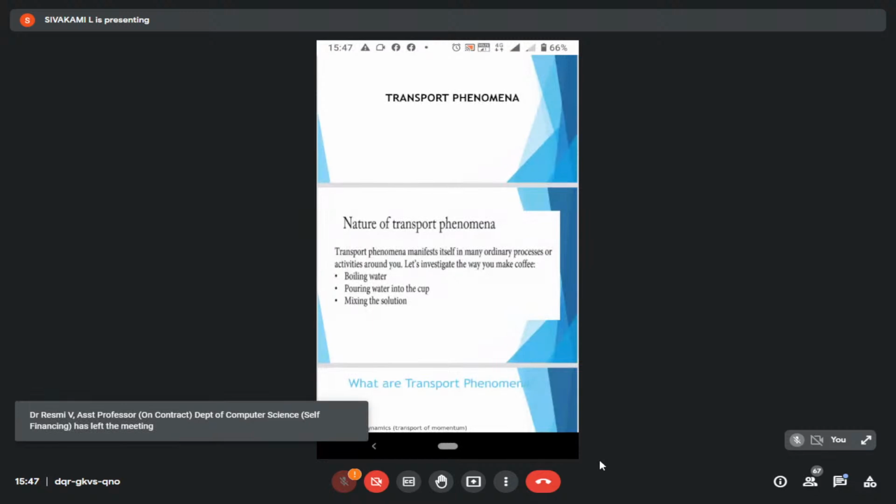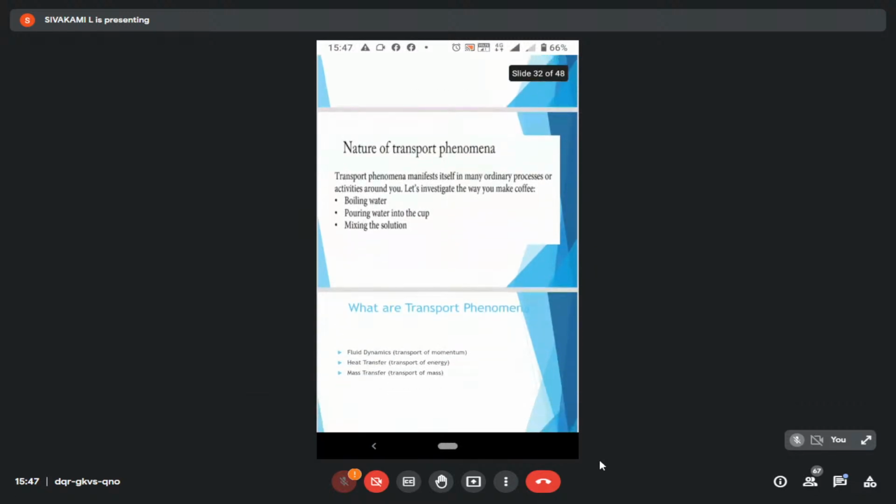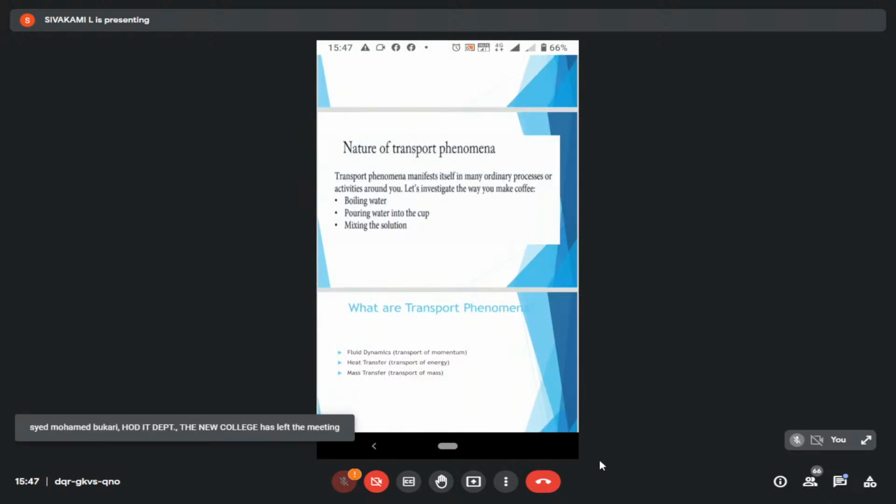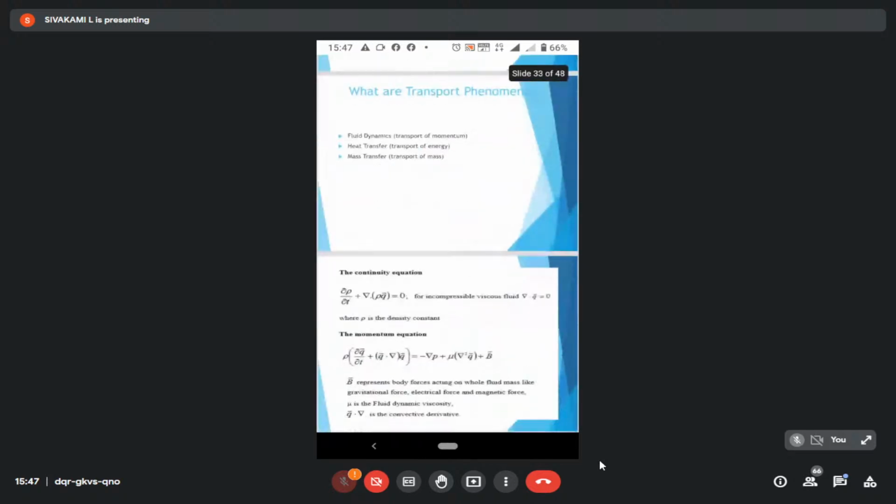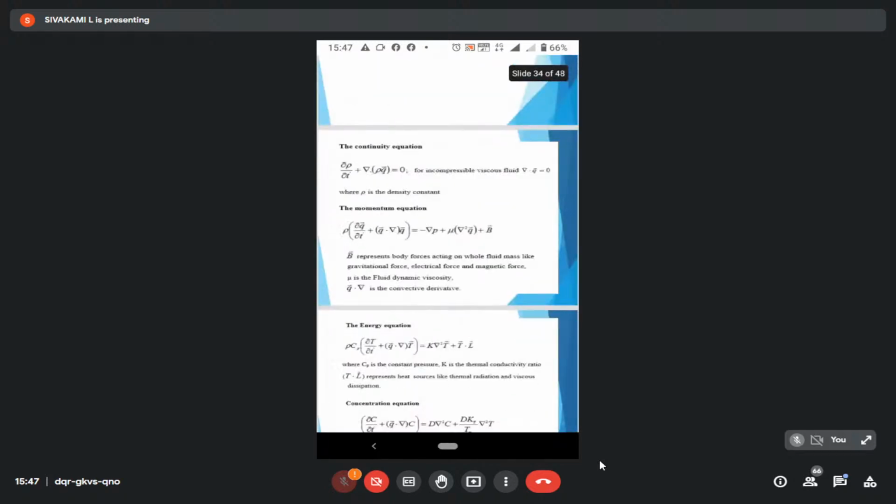So based on the concept of transport phenomena, it depends upon the momentum, the energy and then the mass equation. These three concepts occupy the entire study of our fluid dynamics. So the transport phenomena are nothing but the transport of momentum, the transport of energy and the transport of mass. The general equations of the Navier-Stokes equation are the continuity equation, the momentum equation, the energy equation and then the concentration equation.